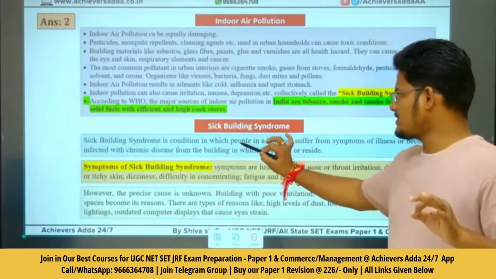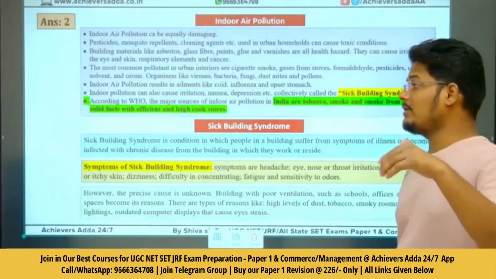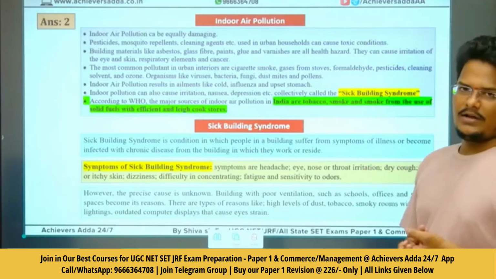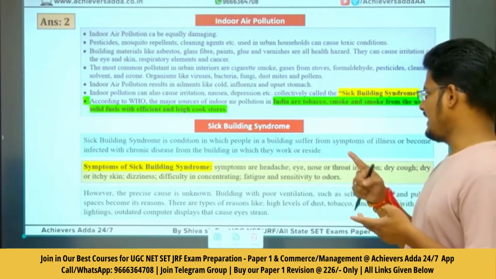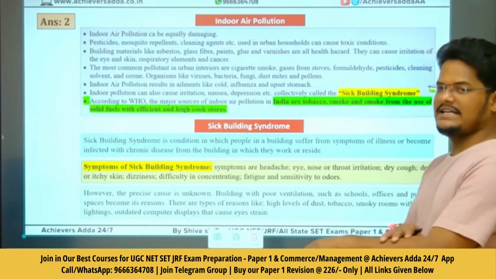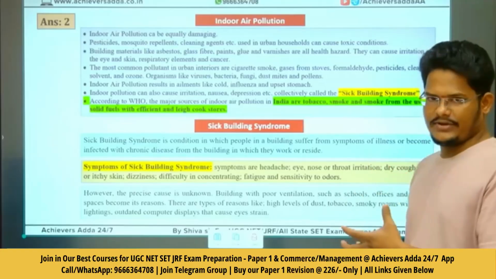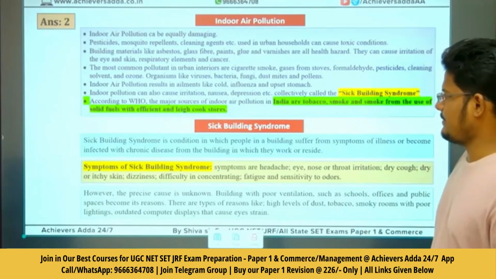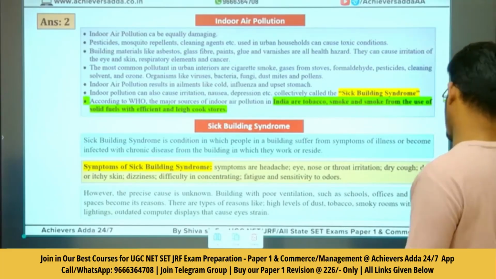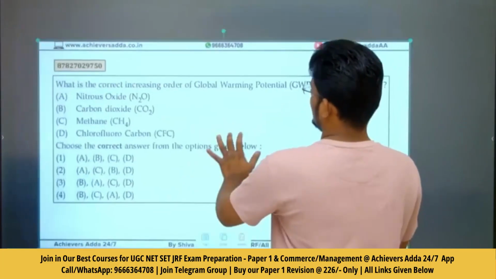Sick building syndrome is a condition in which people in buildings suffer from symptoms of illness and become infected with chronic diseases. The symptoms of sick building can be headache, eye, nose, throat irritation, dry cough, dry itchy skin, dizziness, difficulty in concentration, fatigue, sensitivity to odors, and bad smell coming inside the mouth. All those are sick building syndrome symptoms when they are suffering from the illness of the building.